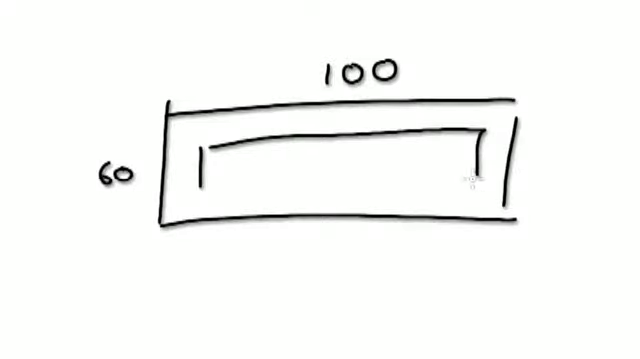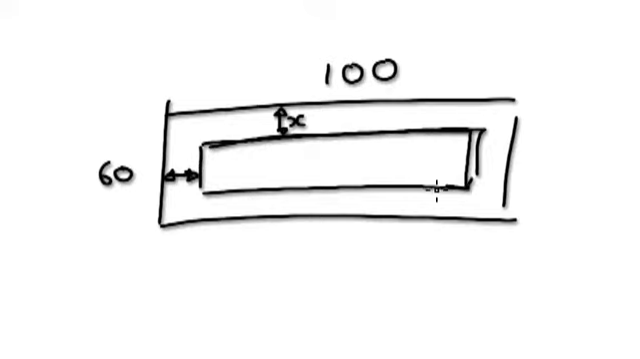Okay, so let's redraw this. So this is our wall here. This is 60. This is 100. We're going to cut a hole to fit a glass in here. Well, if this is x here, this is also x here. Now, in order to work out the area of this glass, we basically need to know this length here. What is this length here?